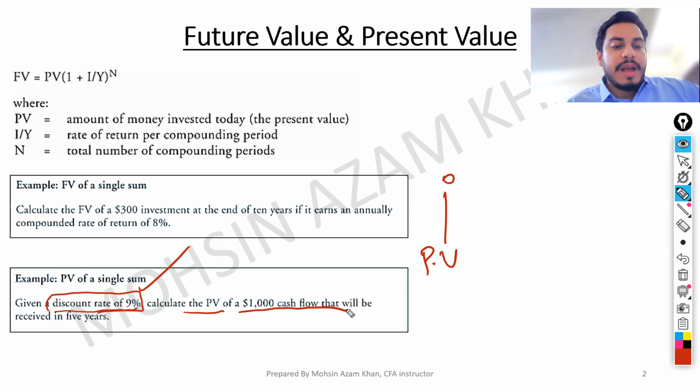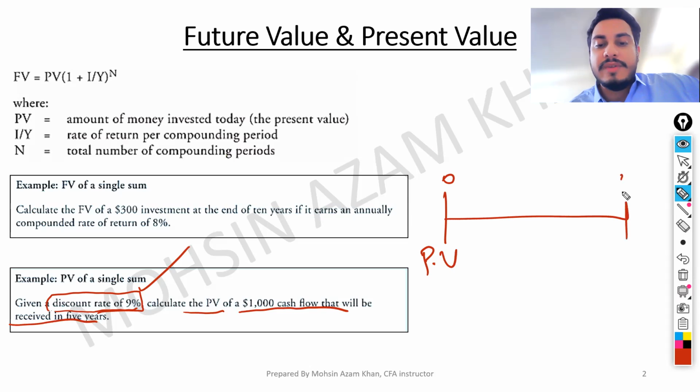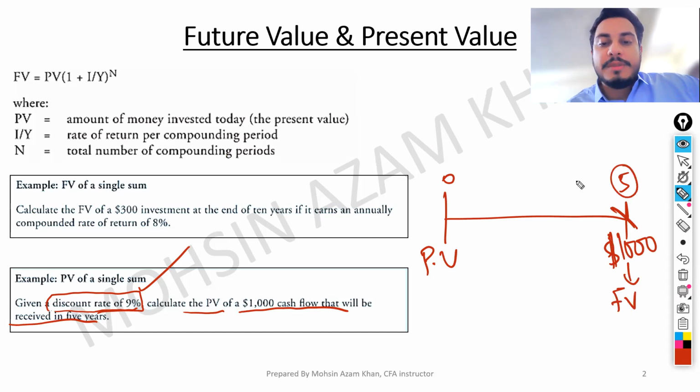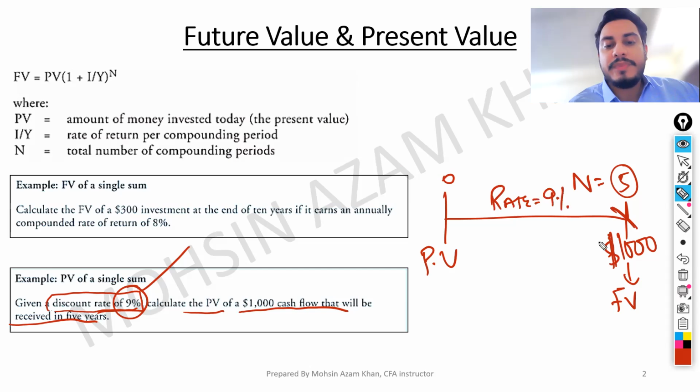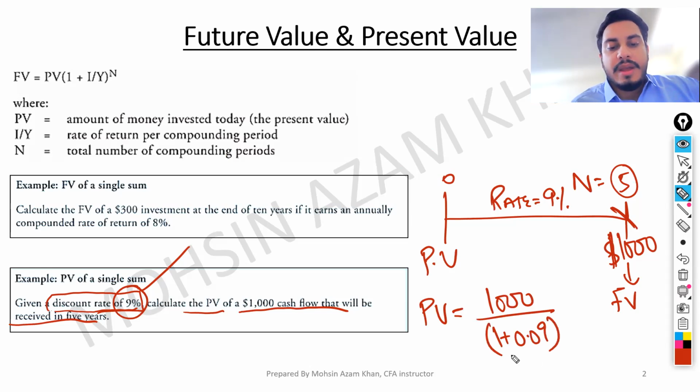Of a 1000 cash flow that will be received in 5 years. So in 5 years, he will receive a cash flow of $1000. This becomes my future value. 5 becomes my n, the number of periods, 5 years. And the discount rate is 9%. This is the rate at which I'll be discounting my future value. So I'll simply use the formula: present value is equal to future value, 1000, divided by 1 plus r, 0.09, to the power of 5. So let's do this.